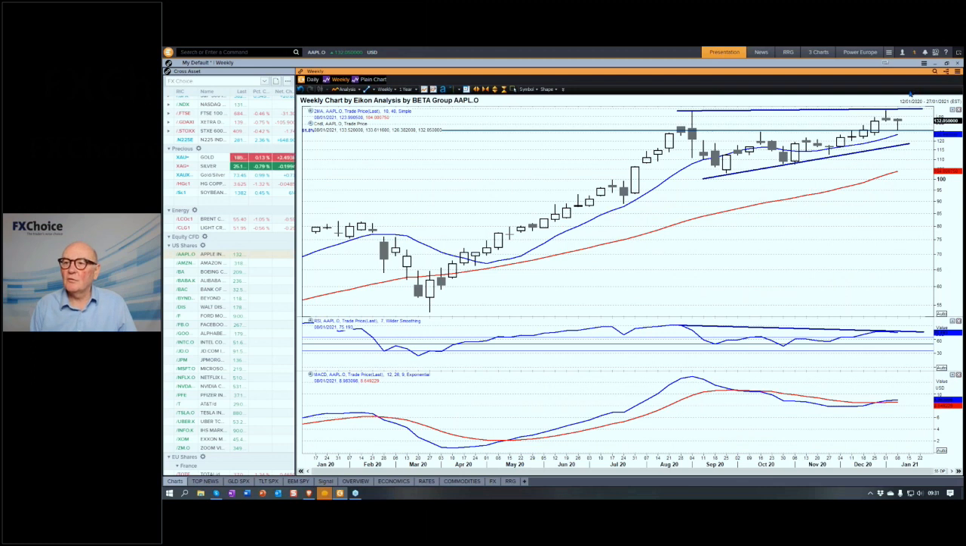So if this swing takes us through it, that'll be a new all-time high for Apple, and it will rejoin the race with the rest of the US stock market powering ahead. So I think, in short, Apple is about to make a new high and join the other strong constituents of the S&P.